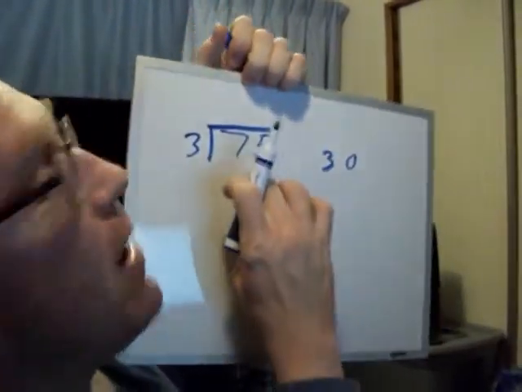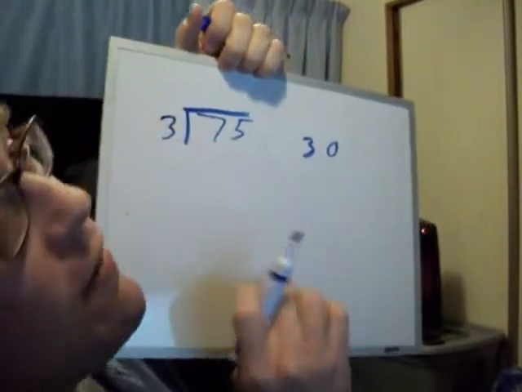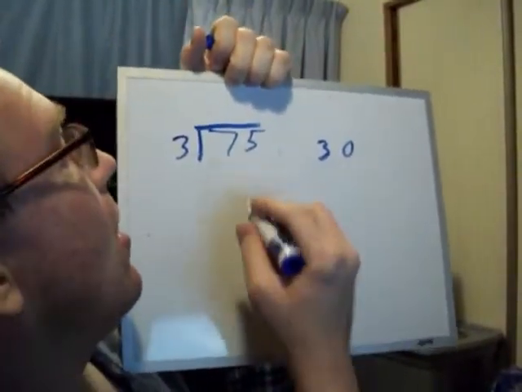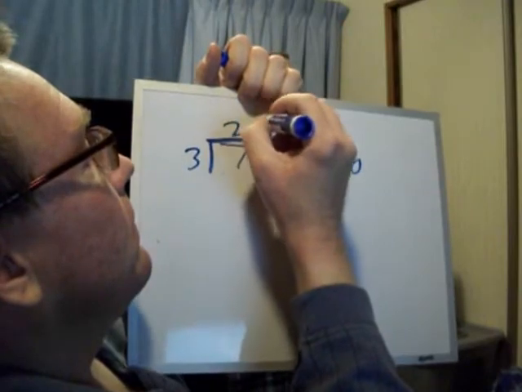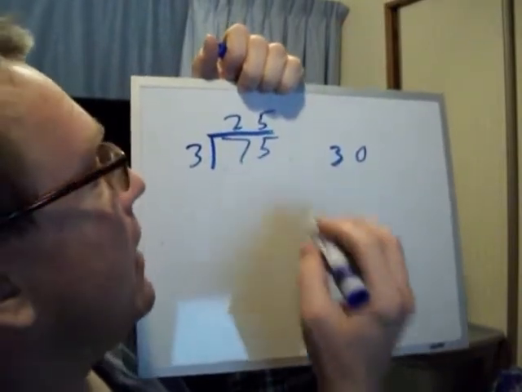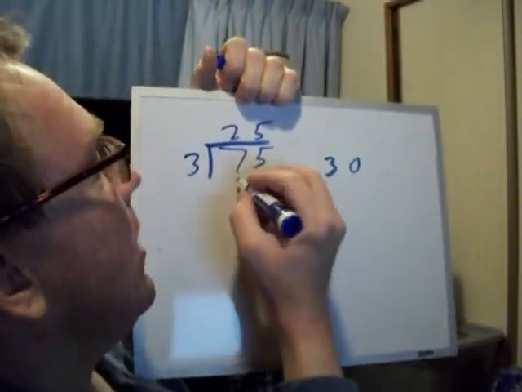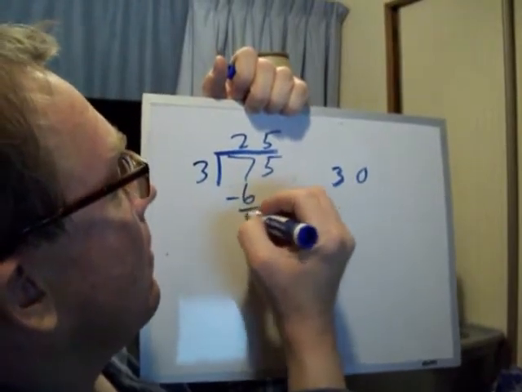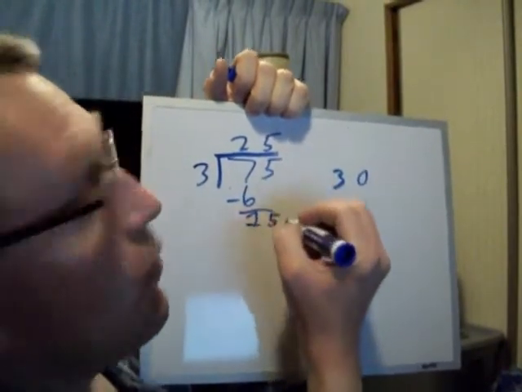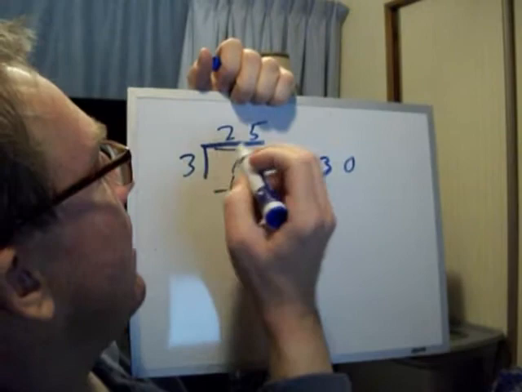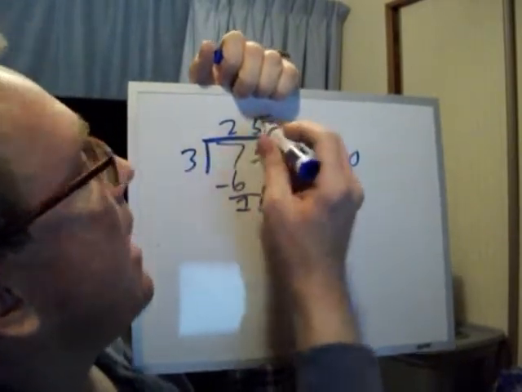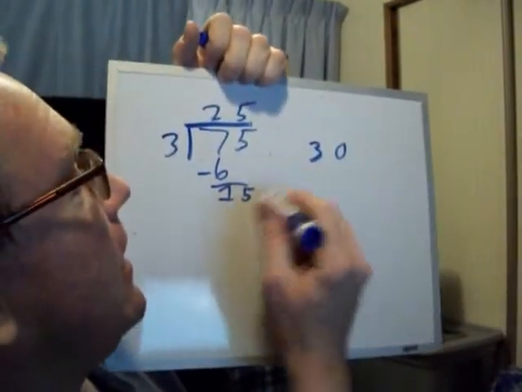Obviously, we can't divide 75 by the number 2, but we can divide it by the number 3. Alrighty. How do we get this? Well, 3 times 2 is 6. Bring down the 5, and 3 times 5 is 15. That's how you get that.